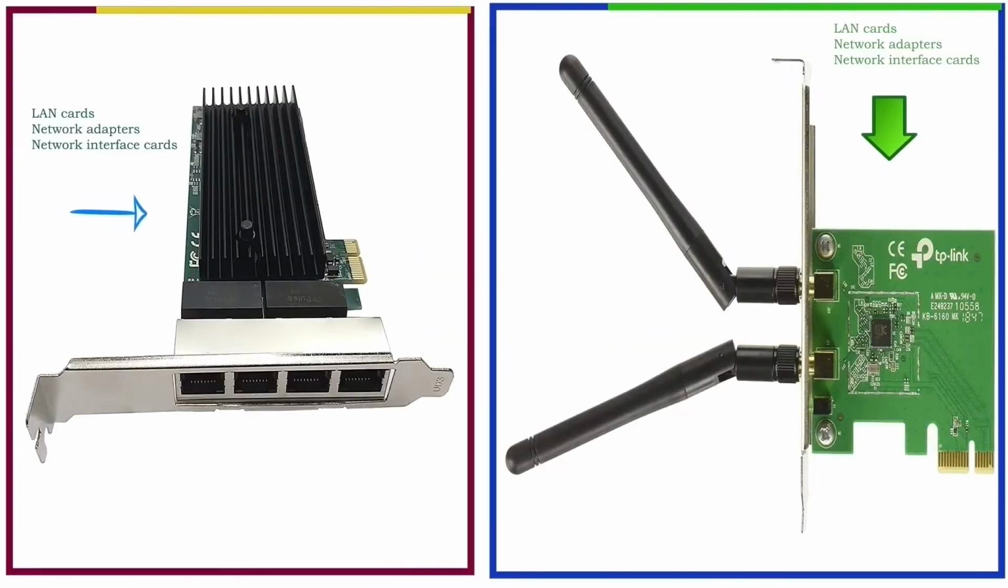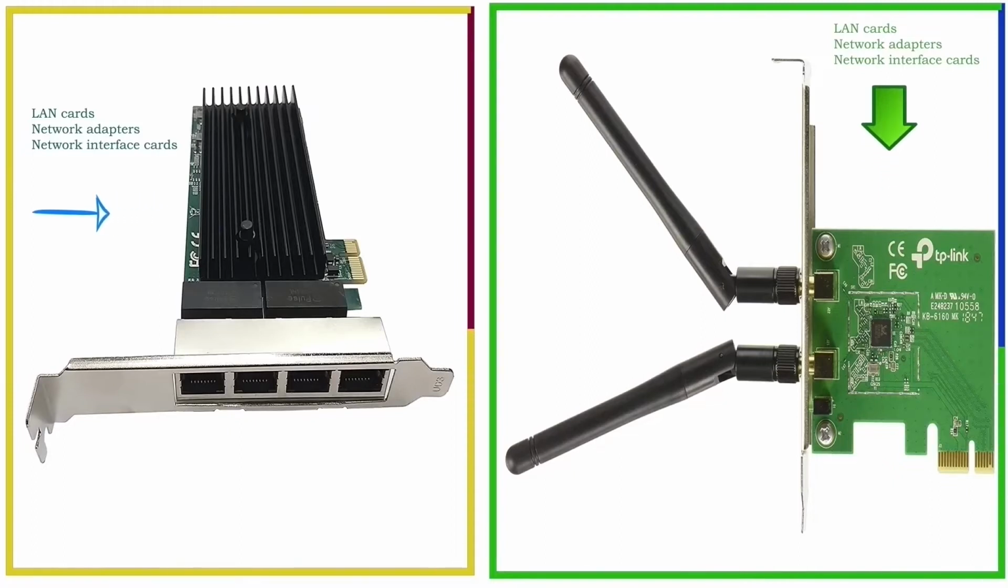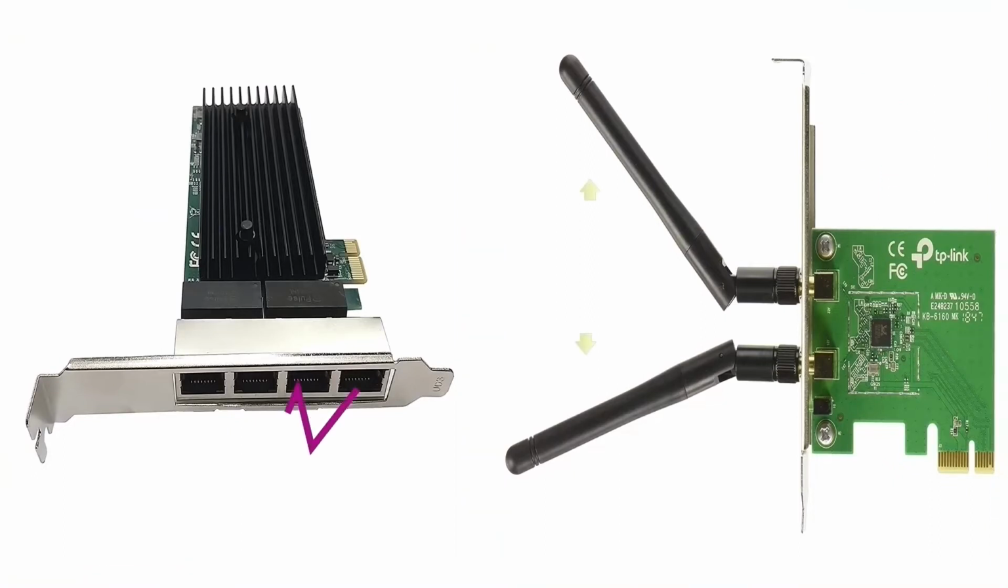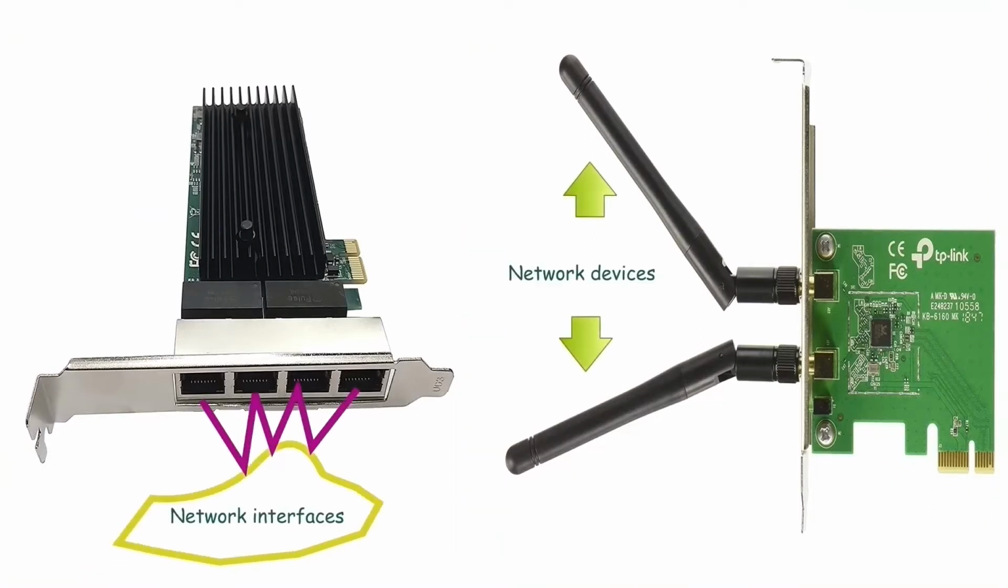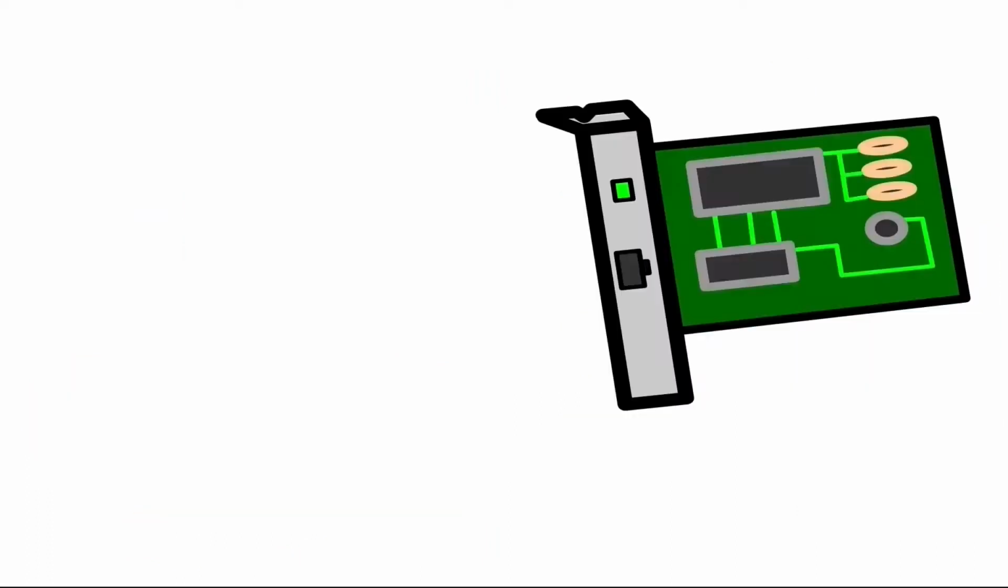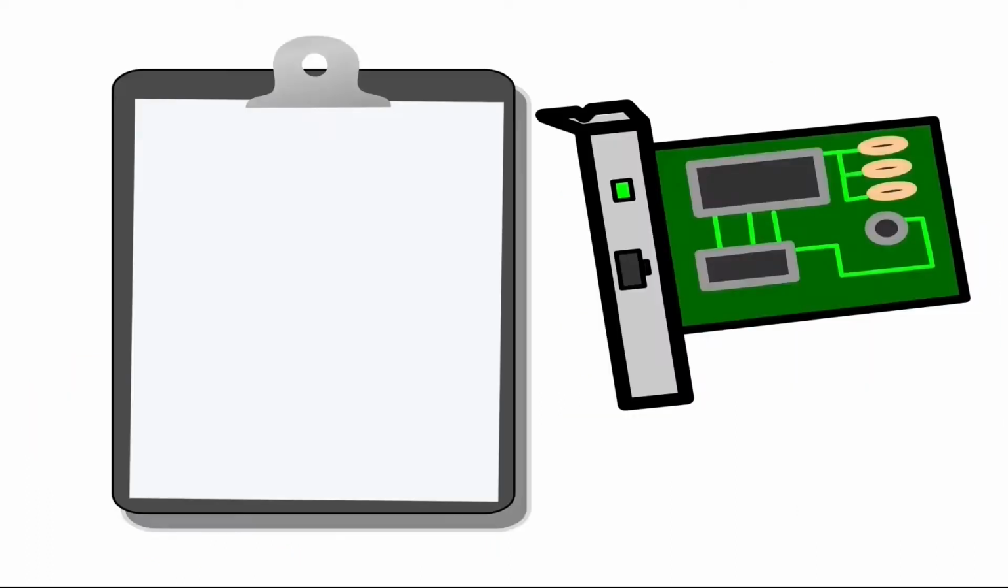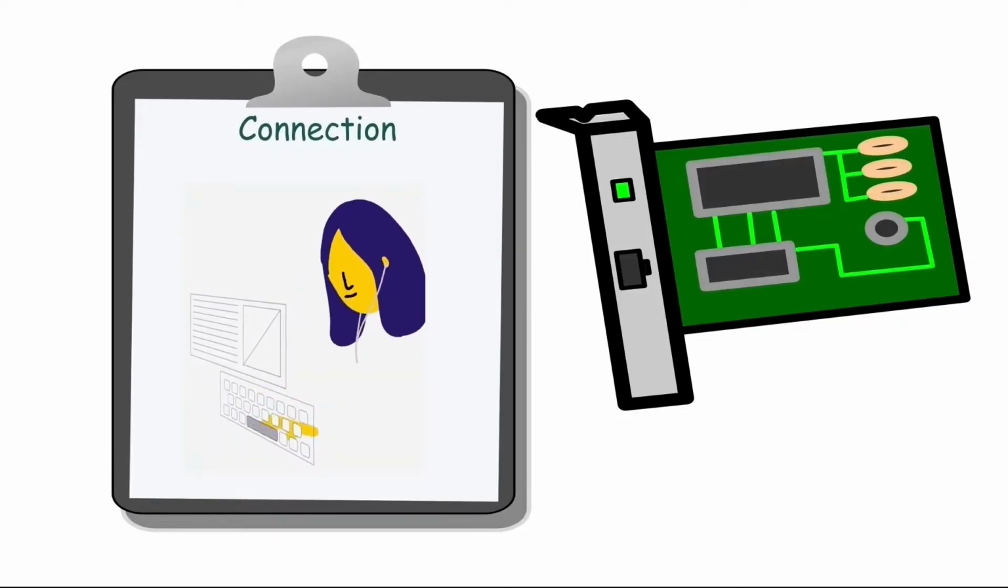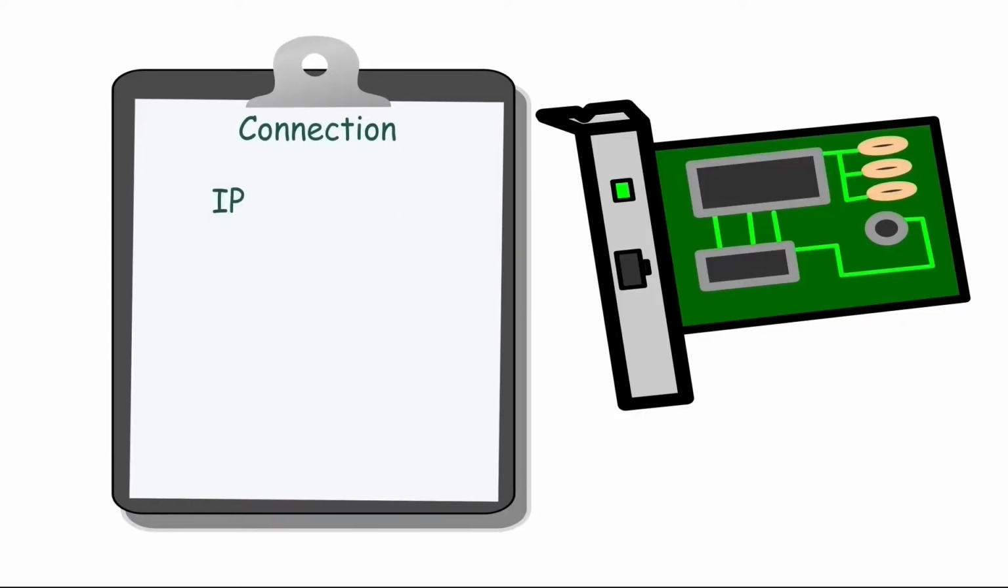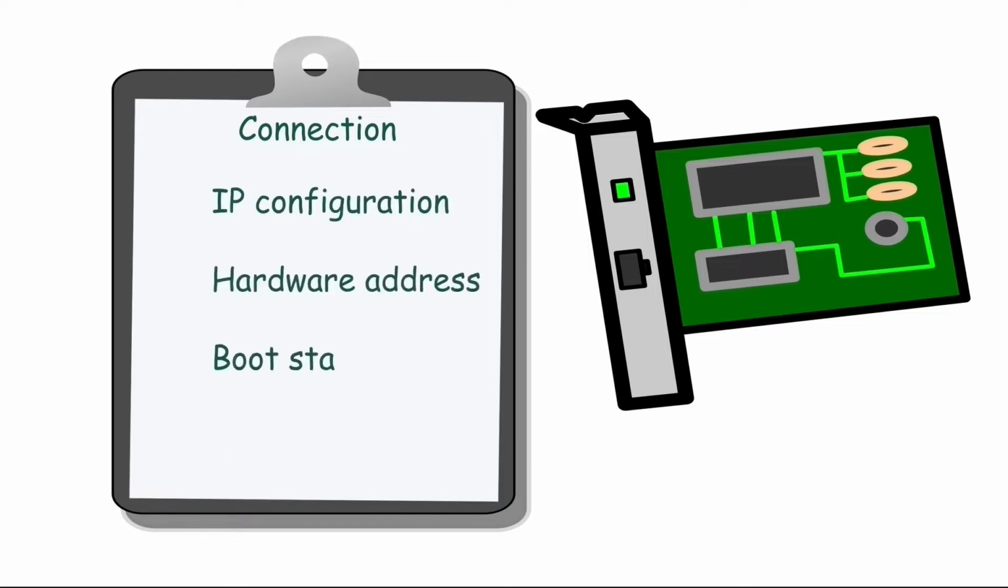LAN cards, network adapters, or network interface cards are hardware adapters that provide one or more Ethernet ports. An Ethernet port is called a network device or a network interface. A network interface uses a connection to connect the network. A connection is a collection of all settings the interface needs to connect to the network. IP configuration, hardware address, boot state, and device name are some examples of the settings the connection includes.